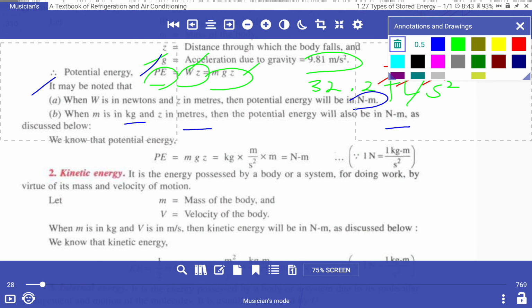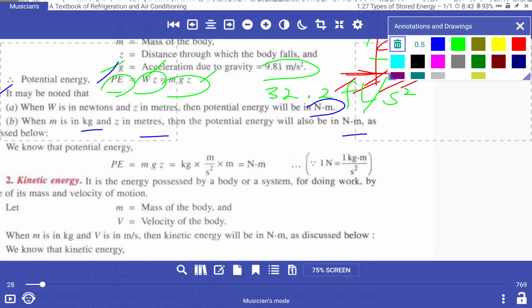Okay, we know that potential energy is equal to M times G times Z, and in unit analysis, the unit of M is kilogram, the unit of G is meter per second square, and the unit of Z is meter. Okay, and that is actually kilogram meter square per second square, and that is Newton meter.